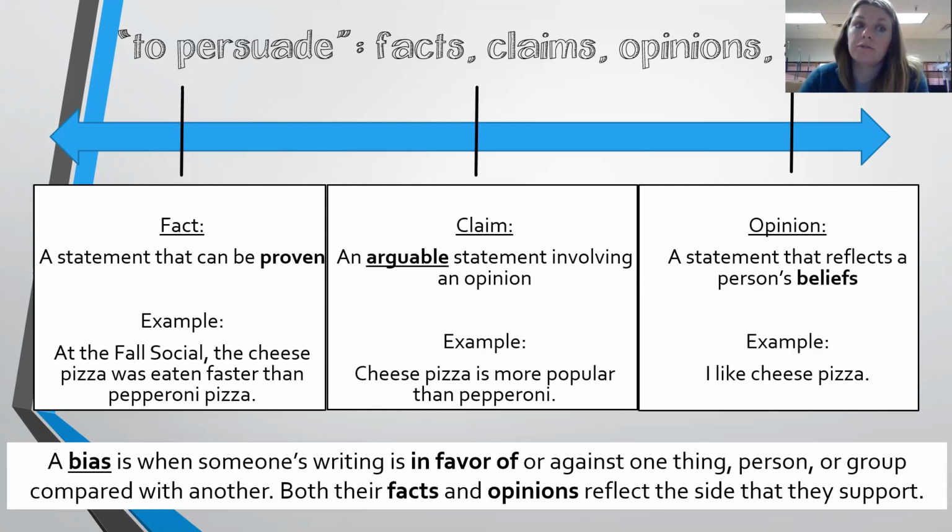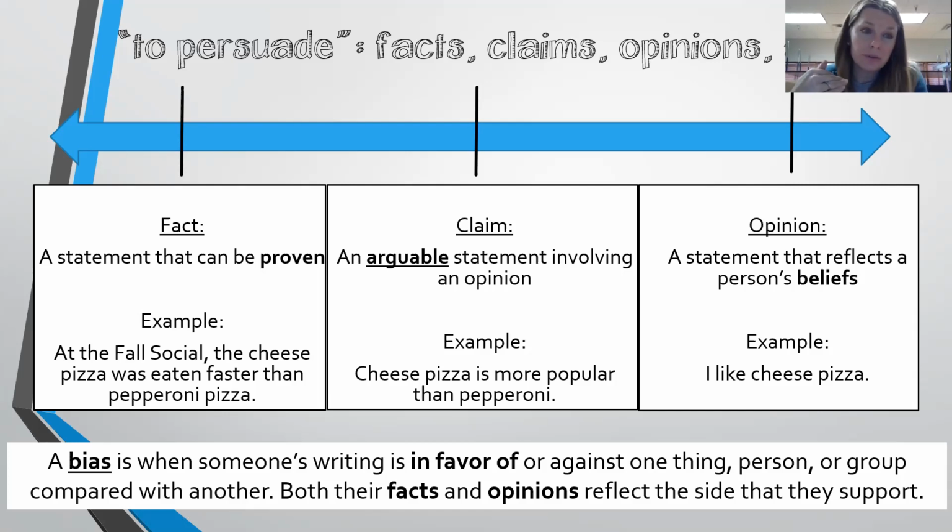Now, bias is very involved with to persuade, when somebody is trying to convince you of something. A bias is when someone's writing is in favor of or against one thing, person, or group compared with another. Both their facts and opinions reflect the side they support. That means that if I think hockey is the best sport in the world, and I'm going to write a paragraph explaining to you why I think that is, I claim that hockey is the best sport in the world, I'm going to include facts and opinions that back up my claim.